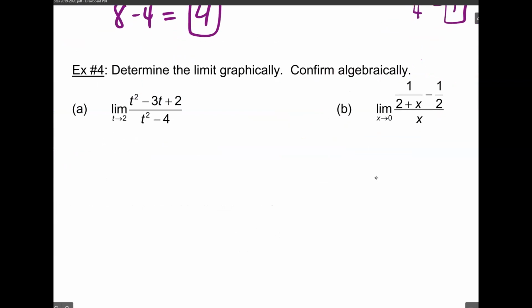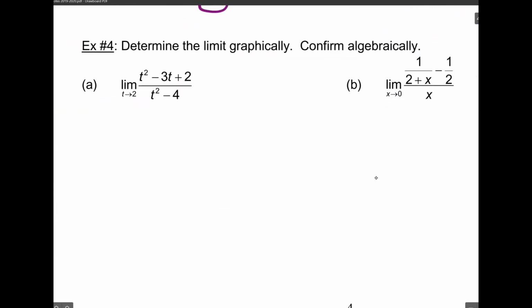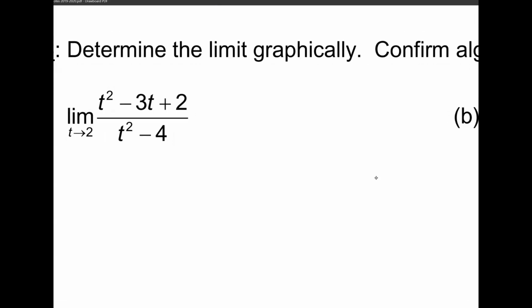Determine the limit graphically. Confirm algebraically. Okay, so let's go ahead with this first one. Ooh, trouble is brewing. First let's see if anything will cancel out. How do I factor the bottom? It makes it 0, unacceptable. So I see I'm approaching 0 if I plug it in. So I need to see if I can factor and cancel anything out.